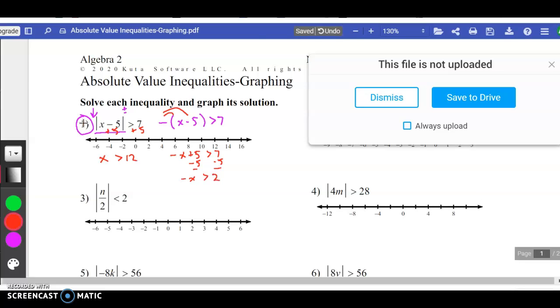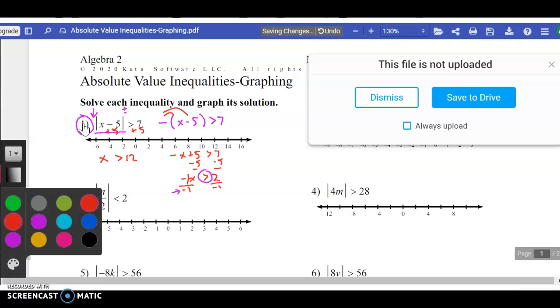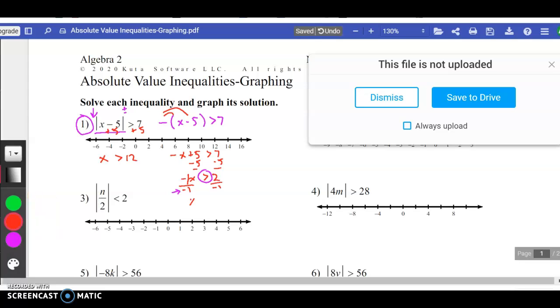I now have a negative 1 in front of my x. I'm going to divide by negative 1. That means that I have to change the sign. I cannot forget to do that because I divided by a negative. So going back, I have x is less than negative 2. That's a positive 2 divided by a negative 1 is a negative 2.